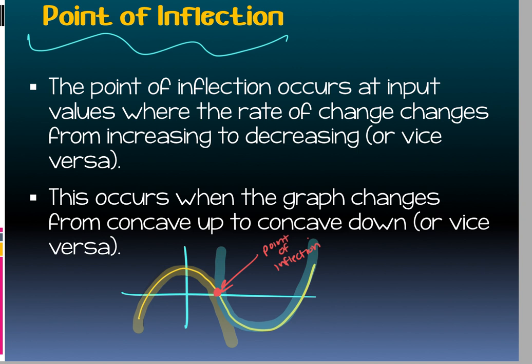Notice it's not from where the graph is increasing and decreasing. It's from where the rate of change on the graph is increasing and decreasing. Remember, those are two different things. Okay, rate of change is your concave up and concave down.